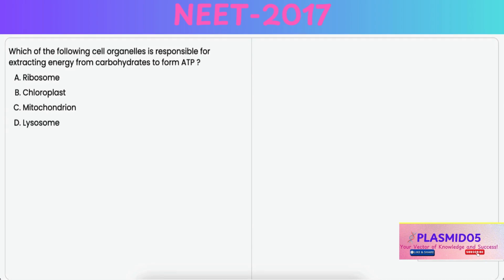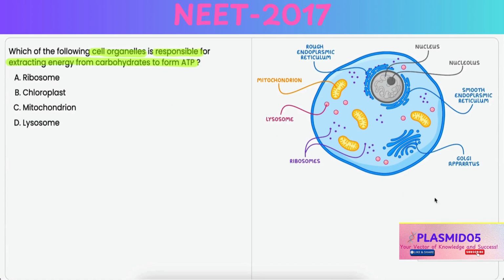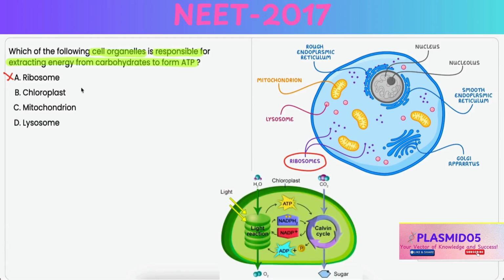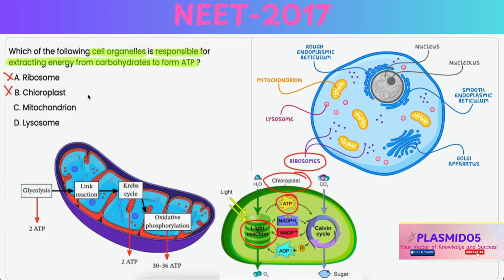In this question, you have to identify the cell organelle that is responsible for extracting energy from carbohydrates to ATP. Option A, ribosome. It is incorrect because ribosomes are responsible for protein synthesis. Option B, chloroplasts. Now, chloroplasts are involved in photosynthesis and they produce ATP during the light-dependent reactions. But they are not mainly responsible for extracting energy from carbohydrates. Hence, it is incorrect.